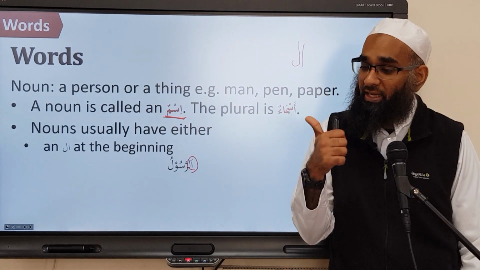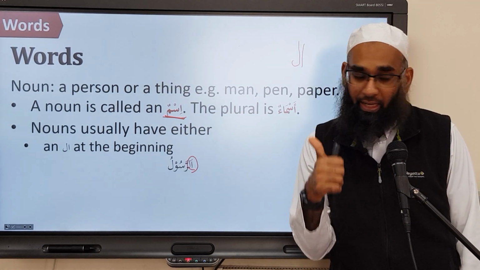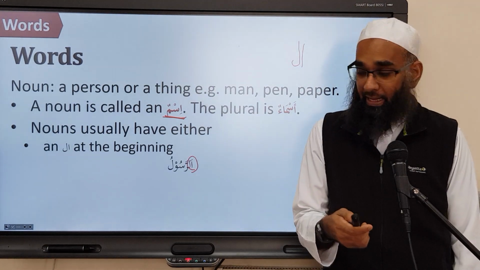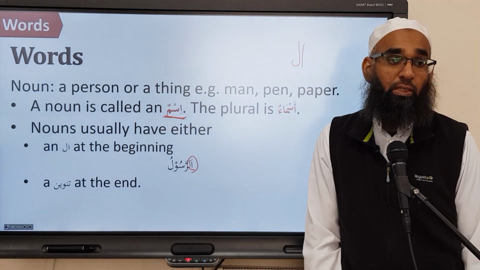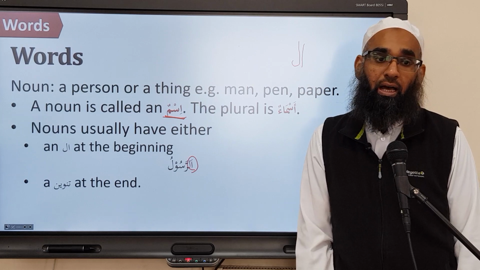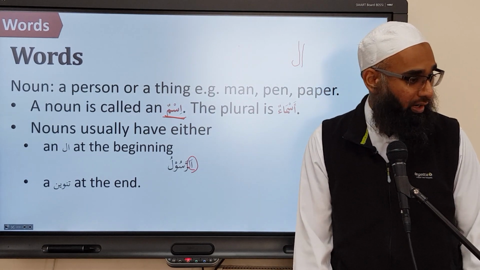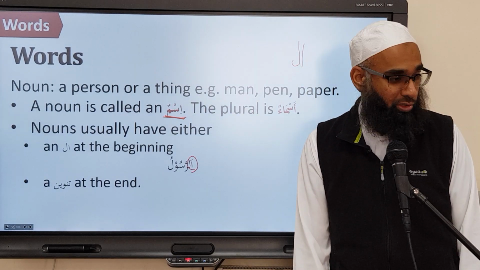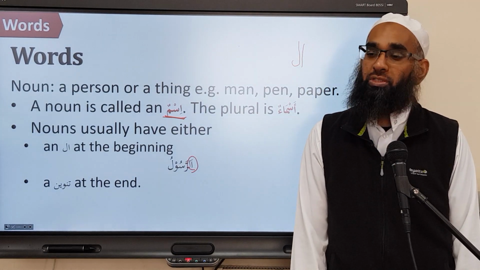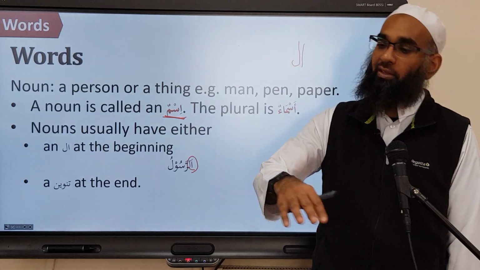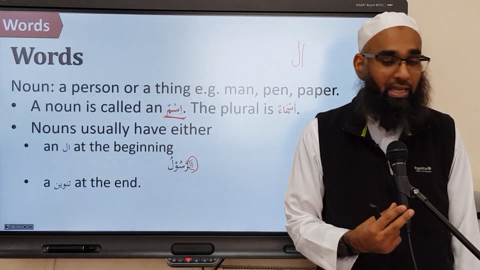So the first sign of a noun is what? Alif lam. Okay? And the second sign of it is what? A tanween. What's a tanween? A double fatha, a double dhamma, or a double kasra. And those of you who are familiar with the Indian style: do zabar, do zer, and do pesh. Two zabar, two zer, and two pesh. If you don't know that, don't worry. It's double fatha, double dhamma, and double kasra.